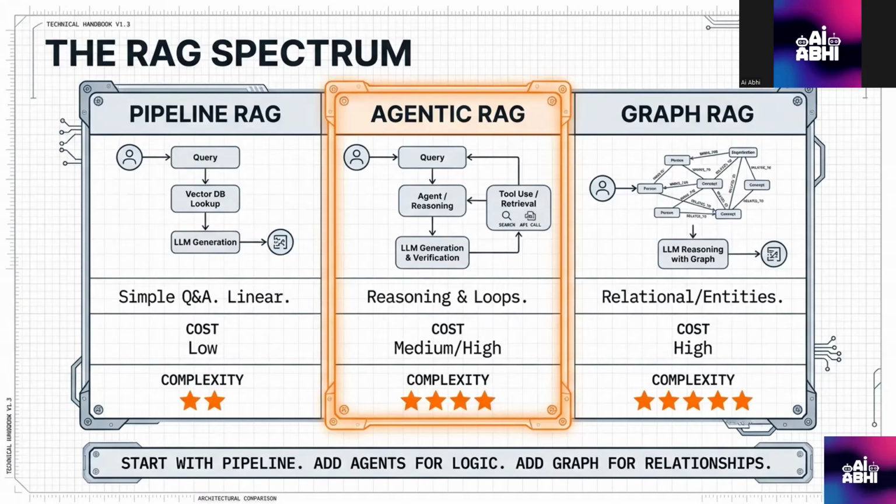So most teams in 2026 start with pipeline RAG, add a router as query complexity varies, introduce the agentic pattern for complex workflows, and only go to graph RAG when it's needed for relationship-aware reasoning. That's the maturity curve.